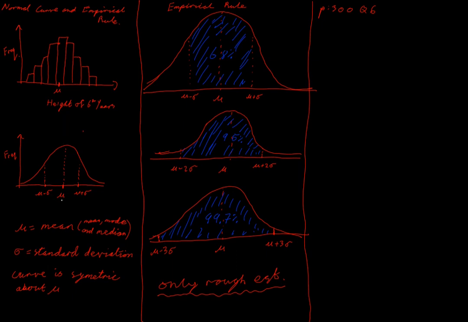So our mean here, because this is a symmetric distribution, like we learned in statistics 1, means that the mean, mode and median are all going to be in the same place. So in this case we're just going to talk about the mean as being the center of our data set here, and it's going to be the same as the mode and the median.